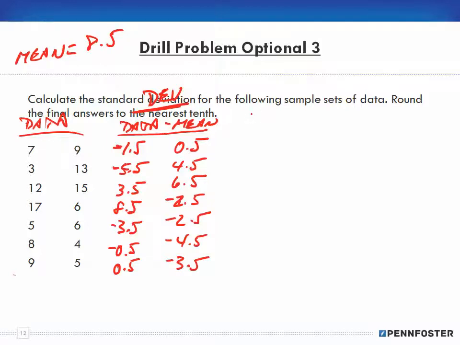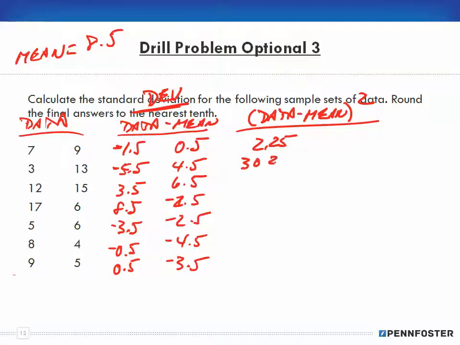Now we have to square all of those points. So I take my data minus my mean, and that's squared. Remember, a minus times a minus is a plus, so I just take 1.5 times 1.5, and that gives me 2.25. 5.5 times 5.5 is 30.25. 3.5 times 3.5 is 12.25. 8.5 times 8.5 is 72.25. The 3.5 again is 12.25.